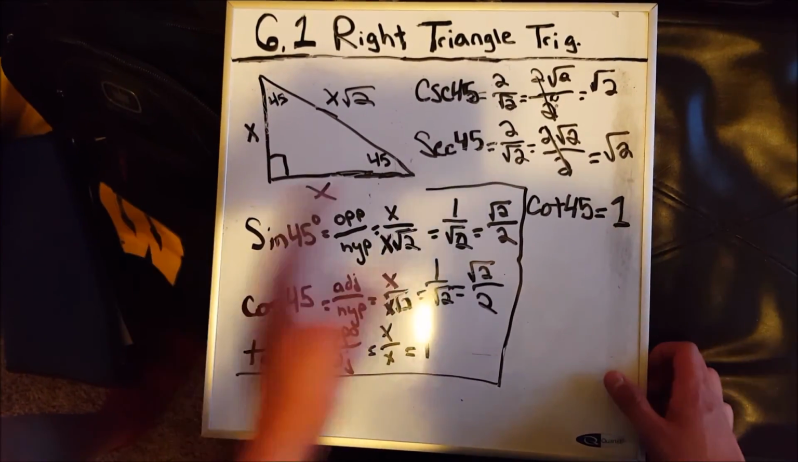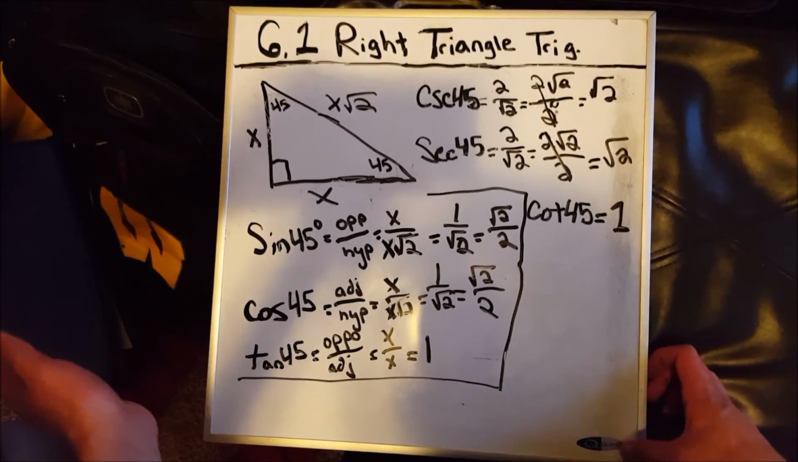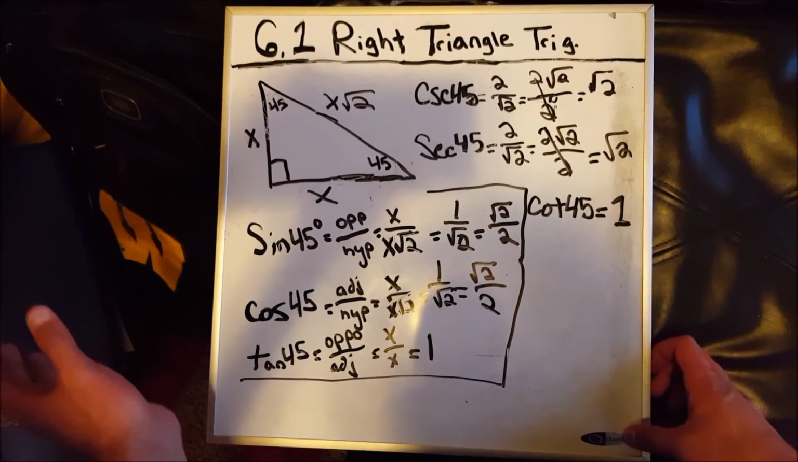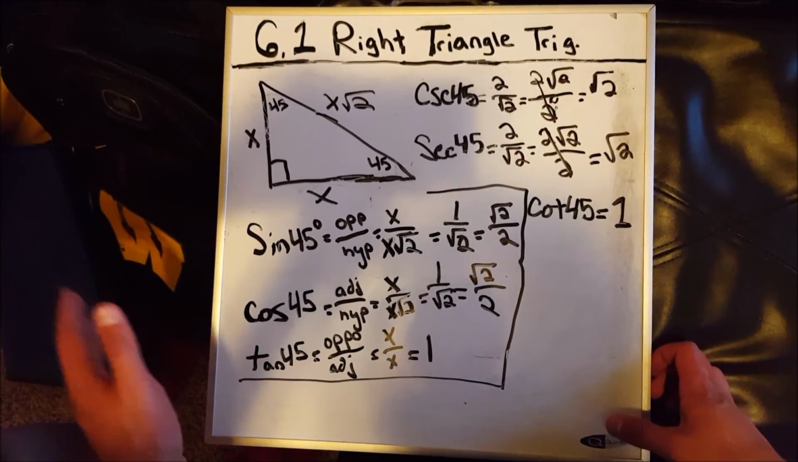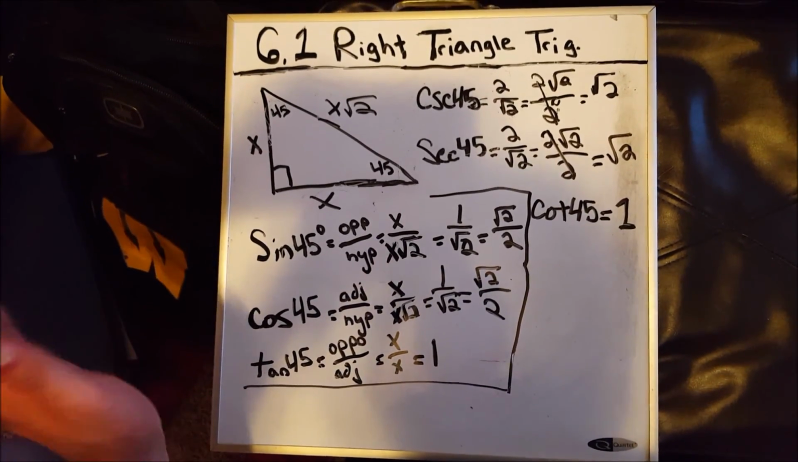Please memorize this 45-45-90 and 30-60-90 triangle stuff because it'll be on the unit circle later, and you're going to need to know the unit circle inside and out.